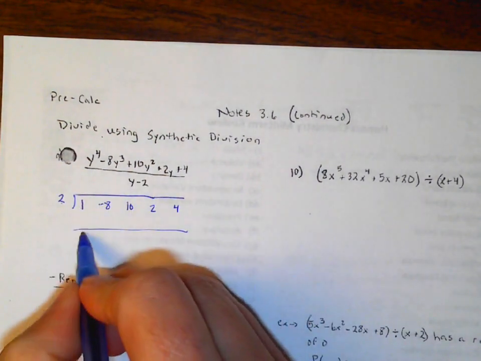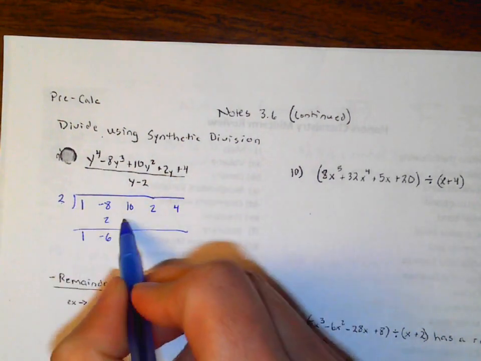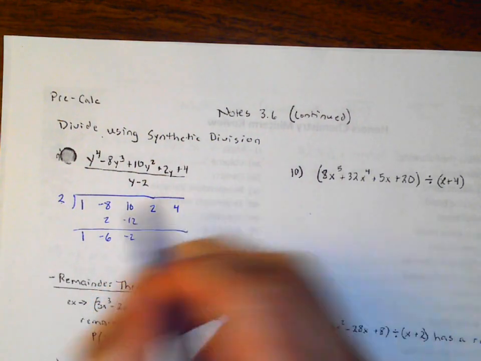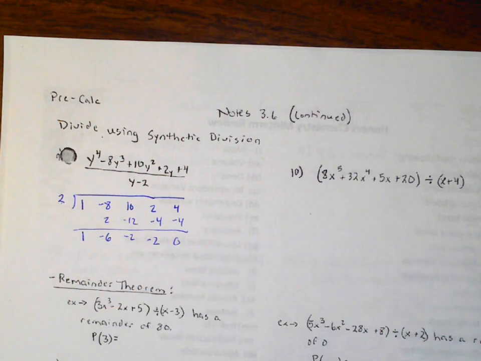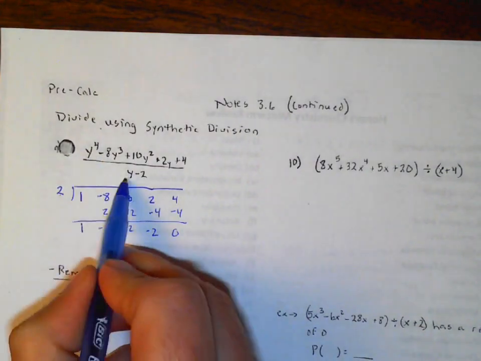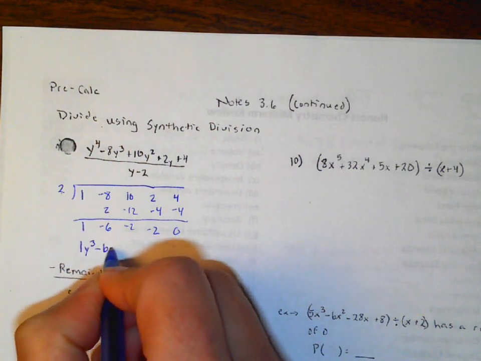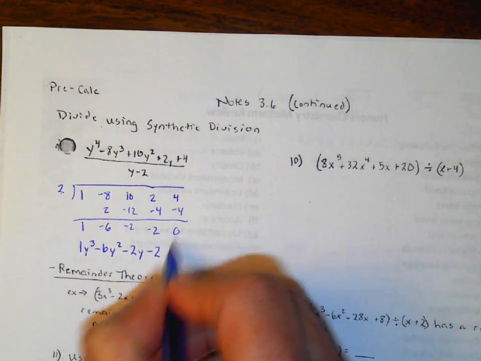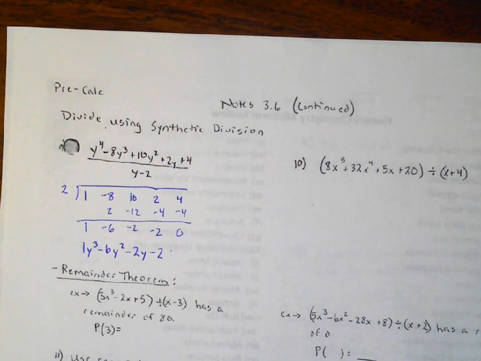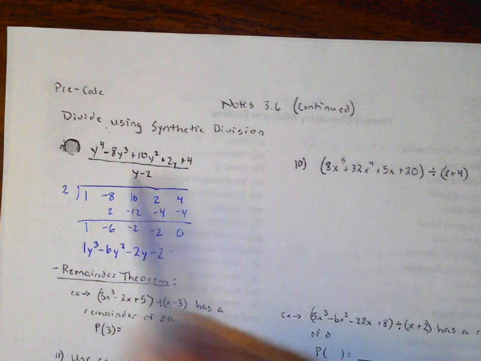Okay, so bring the first one down, multiply and add, multiply and add, multiply and add, and multiply and add. Okay, what's your answer going to be? Y to the fourth over y is y to the third, so it's going to be 1y to the third minus 6y squared minus 2y minus 2 and 0 remainder. Works nicely. It's a lot quicker than the long division, but notice, remember, this only works with a y there.